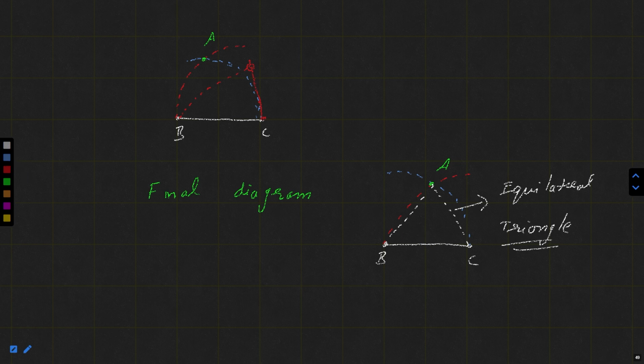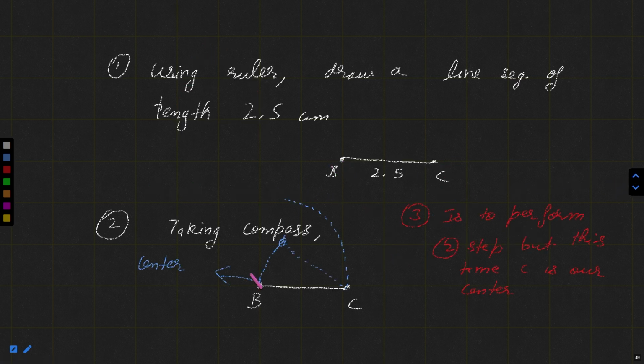Because it is equilateral, all of the side lengths are 2.5, 2.5 and 2.5 because of the construction. At first we took the center as B and took the arc length as 2.5 because one end is here and another end is here. So the total length of BC is 2.5 centimeter. Okay, I hope this is clear to you.